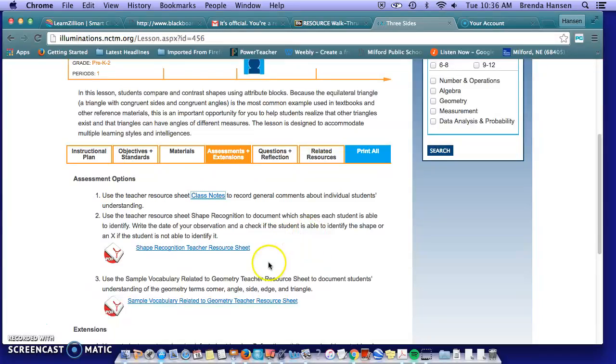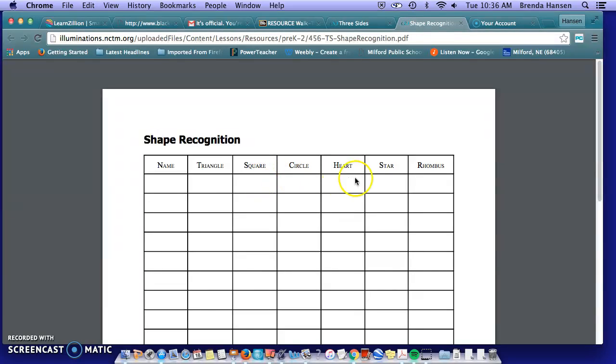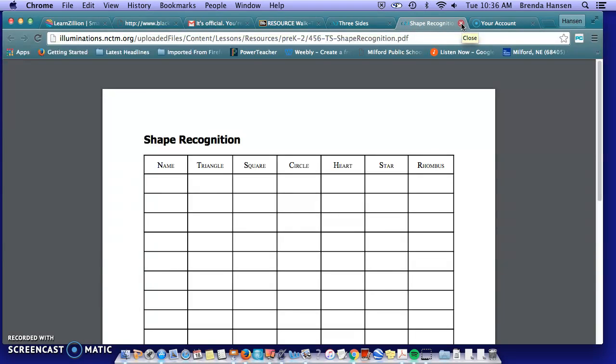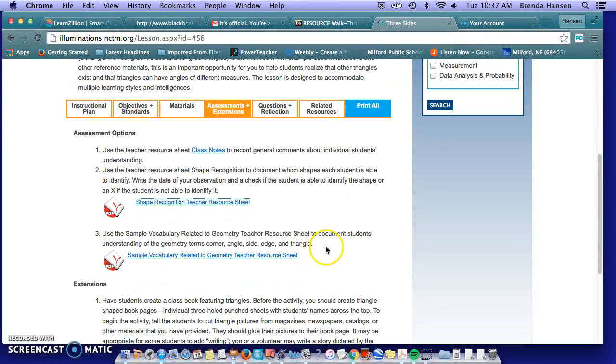Another thing it has is a shape recognition teacher resource sheet, and this shows you if your students are actually understanding, if they know what these shapes are and they can recognize them. This is a great way to have it all in one place, so when you're doing your grading and observations, you can quickly jot that down.